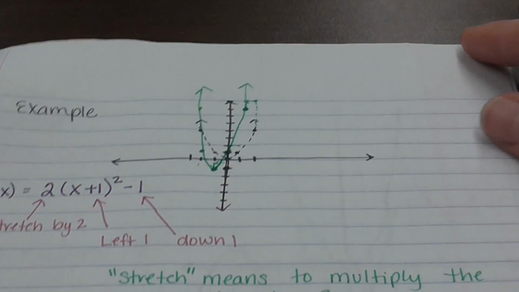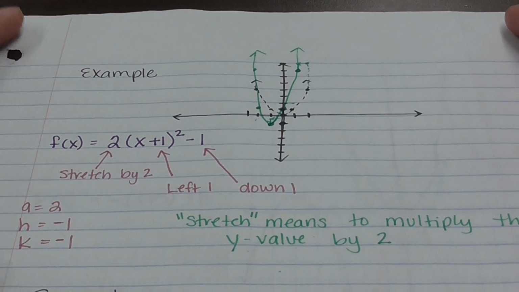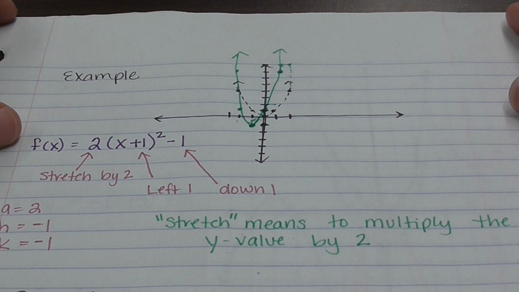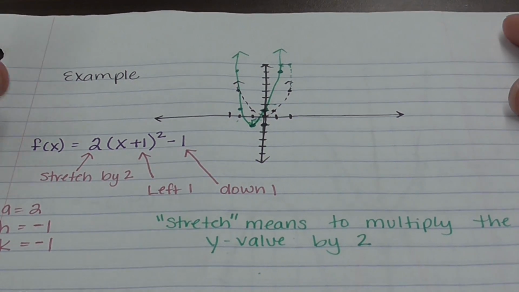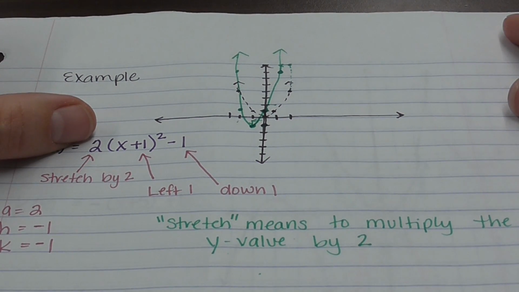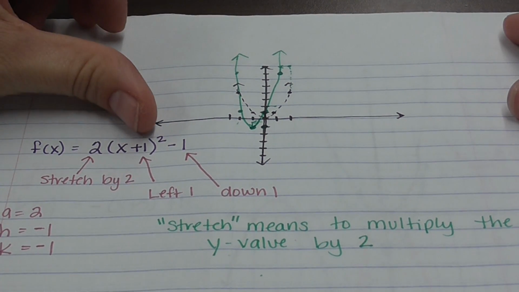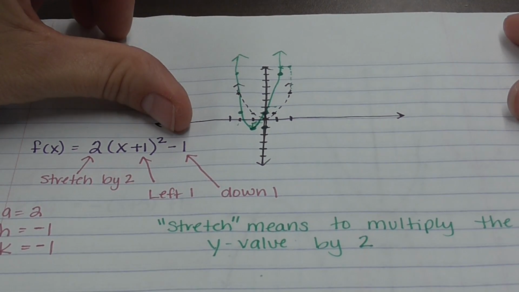Let's look at some more examples. We're typically going to be looking at the graph. So this one says f of x equals 2 times (x plus 1) squared minus 1. So a is going to equal 2, so I'm going to stretch it by 2. This means I'm going to move it to the left 1, because that's left in and out, and this means I'm going to move it down 1.